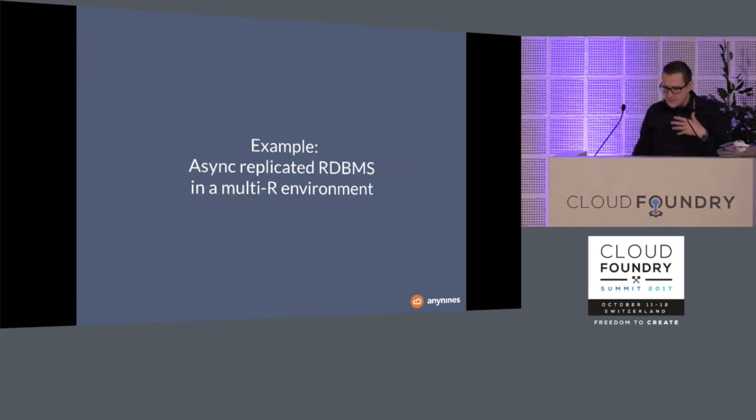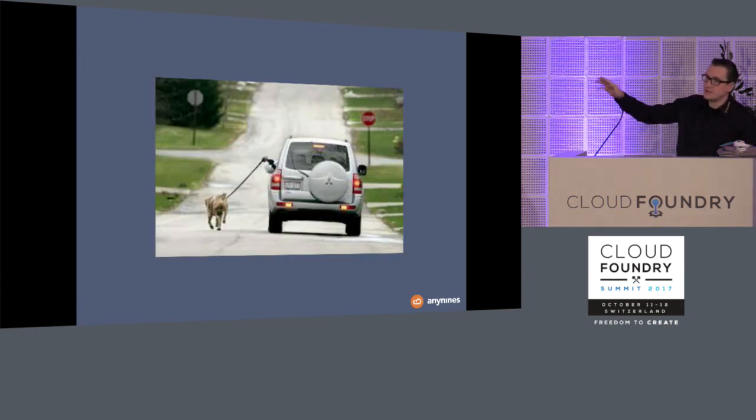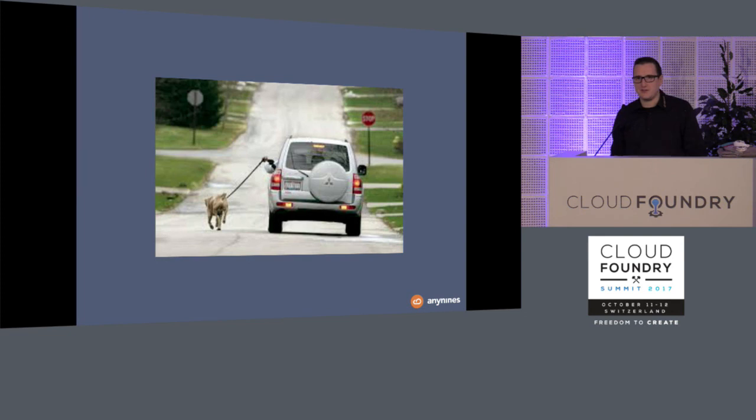But let's just for a second look into the idea of having an asynchronously replicated database in a multi-region environment. You can make that happen. You have your master database in US East and your slave in US West, or your primary and your secondary. And as long as the write request rate to your primary in the primary location is low enough, you won't have problems with that. And I found that picture to be very suitable, because the replication lag always means that, if you go faster with your car, at some point your dock will start suffering.